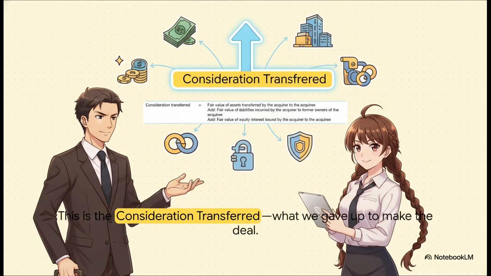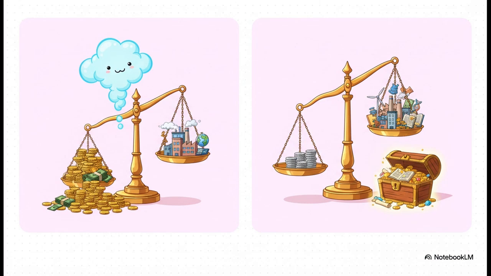Cash we paid, assets we transferred, any new debt we took on, and any of our own stock we issued to make it happen. And now for step 4, the big calculation. Imagine a set of scales. On one side, we put the consideration transferred, what we paid. On the other side, we put the net fair value of all the assets and liabilities we just acquired. If we paid more than what the assets are worth, that difference is called goodwill. But if we paid less, we've just scored ourselves a gain on a bargain purchase.